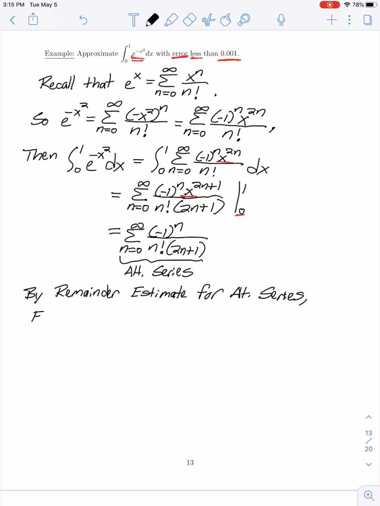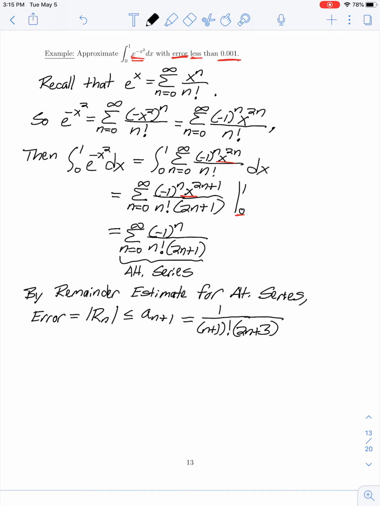we know that the error in our nth partial sum approximation would be the absolute value of the remainder, R sub n, and this is bounded above by a sub n plus 1. That is the n plus 1 term of our series. So in this example, a sub n plus 1 will be 1 over n plus 1 factorial times 2n plus 3.